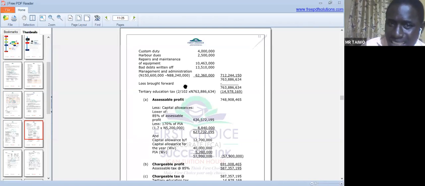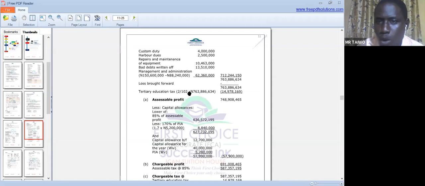But in this analysis here, we don't have any loss brought forward. Therefore, so far there is no loss, we have a dash there. We had 763,886, and the national education tax should be 2 over 102 of this value. You now have it to be 14,978,169. If you remove this, that will give you your assessable profit.